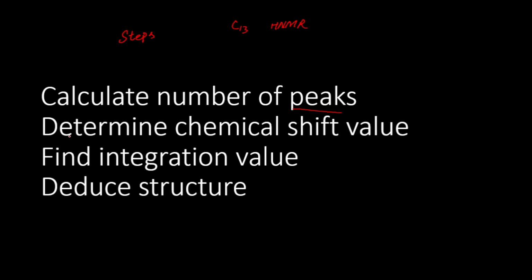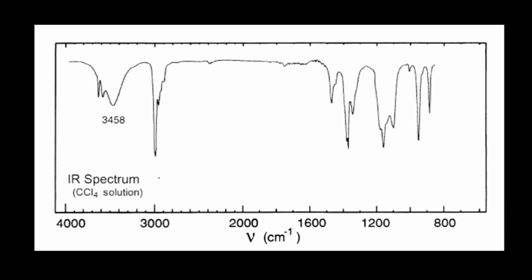Okay, and here you will determine the chemical shift value. The chemical shift value will tell you the specific functional groups or the specific kinds of protons or carbons that are present. And then you will find the integration value. This will tell you how many carbons or how many protons are present in a single peak area. And at the last, you will deduce the structure, that is our basic work here.